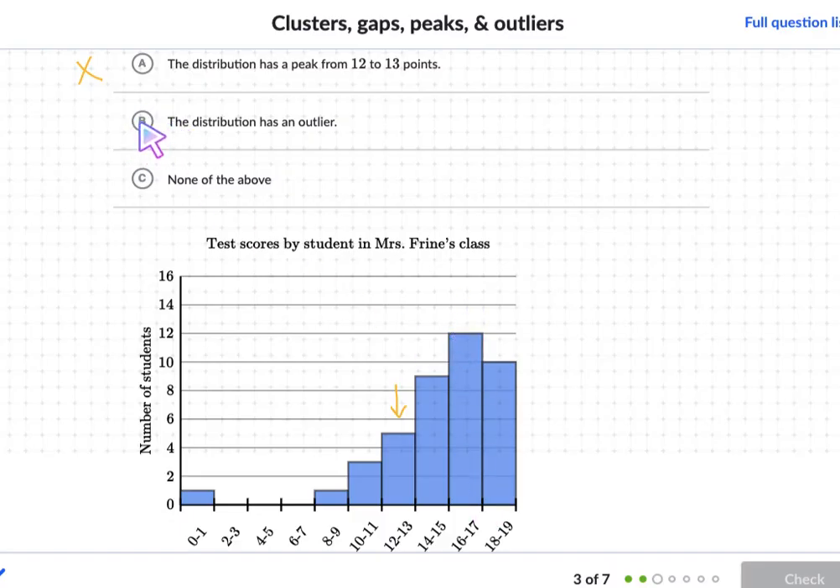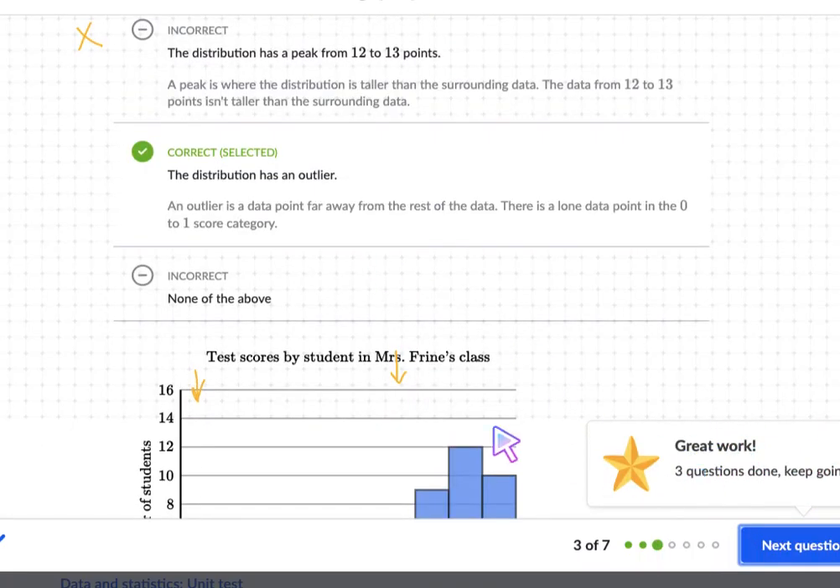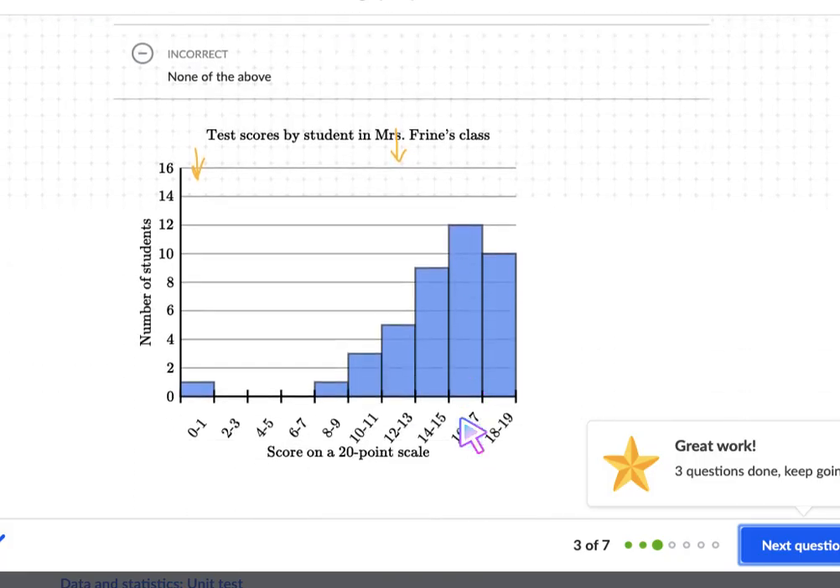That's okay. B could still be correct. The distribution has an outlier. Is there some data that is just significantly different from everyone else? Well, I'm looking for a gap, and yes, there is something that's significantly different. That's the 0 to 1. And these are test scores in Mrs. Frine's class. So it looks like most people did pretty well, and maybe this person either was absent or didn't study, so that's an outlier.